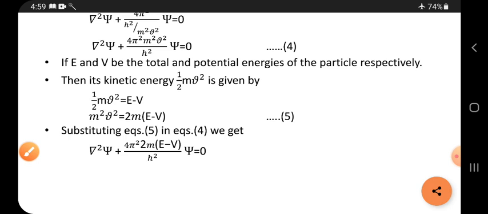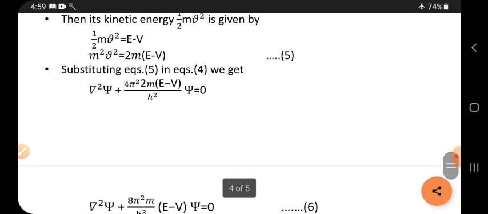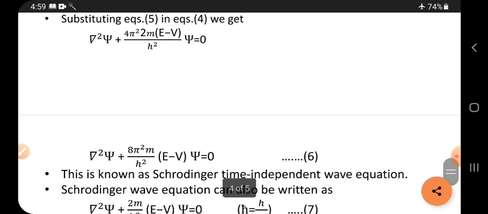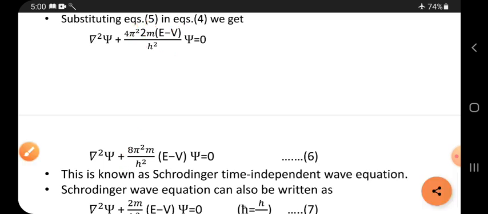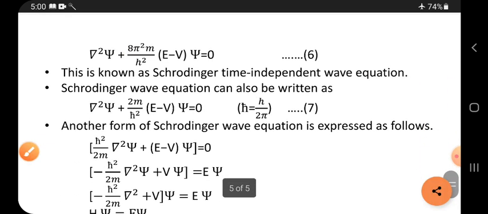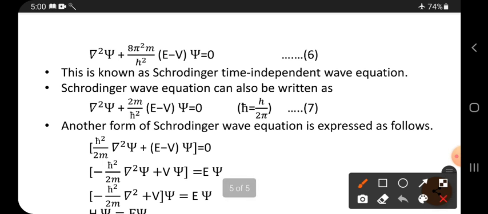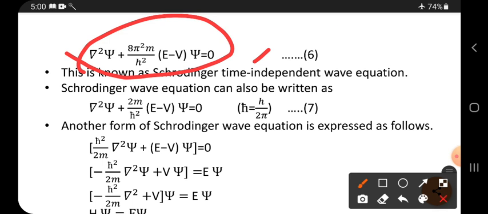Next. Already 4 is there and 2. 2 into 4 becomes 8 pi square m by h square, E minus V, same thing. So it is equation 6. This sixth equation, what do you call it? This is the Schrodinger time independent wave equation. That means in this equation there is no t term, time. So that is why it is time independent. It cannot depend on time.